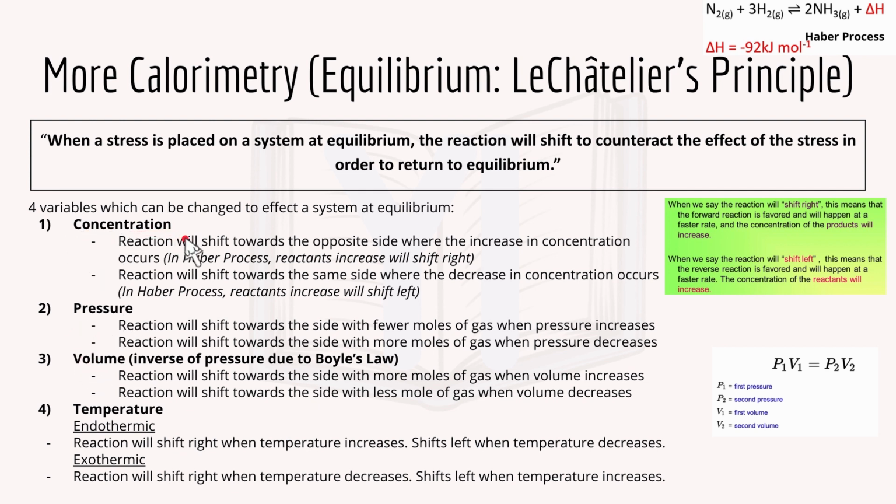And you can have a read of reactions shifting towards the opposite side, the right or the left. And when we say the reaction will shift right, this means that the forward reaction is favored and will happen at a faster rate. And the concentration of the products will increase. And when we say the reaction will shift left, this means that the reverse reaction is favored and will happen at a faster rate. And the concentration of the reactants will increase. But we'll look more into this in the reversible reaction lessons in our next and last topic of chemistry, which is equilibrium.